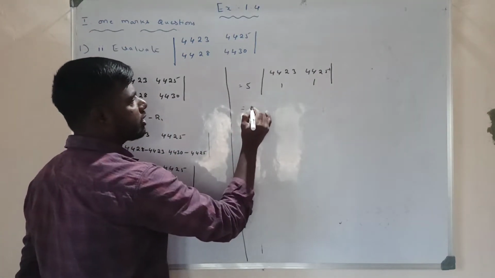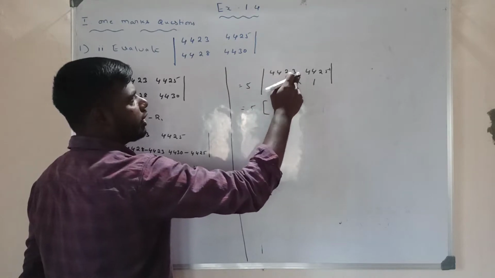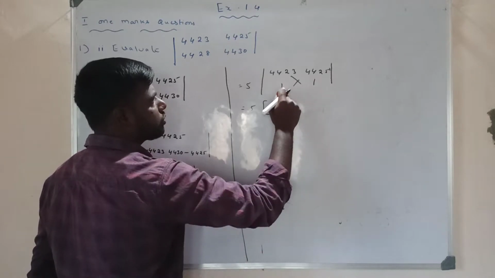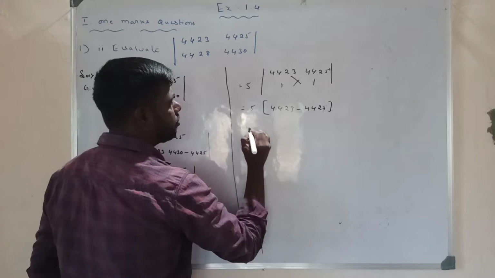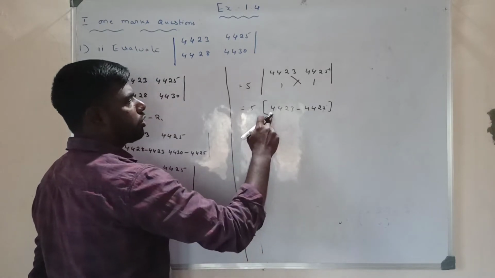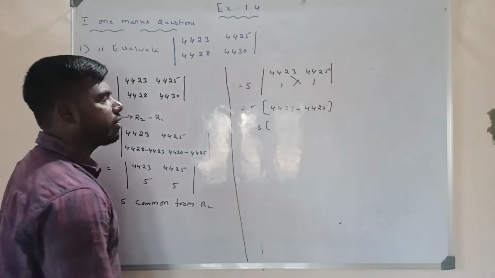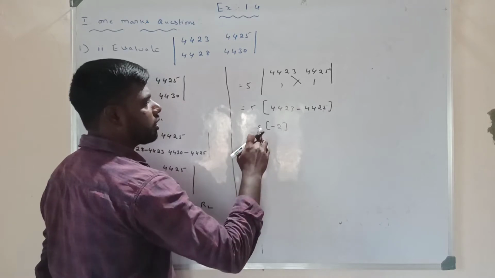Now you should apply the cross multiplication method. 4423 into 1 minus 1 into 4425. Now 5 into (4423 minus 4425), that value is minus 2. So finally we got the answer 5 into minus 2.